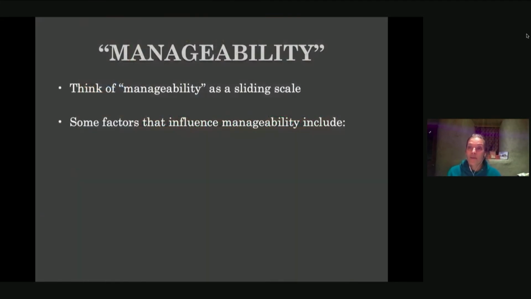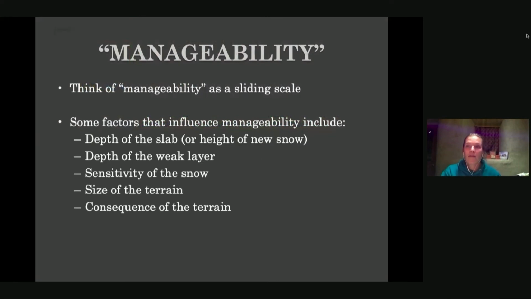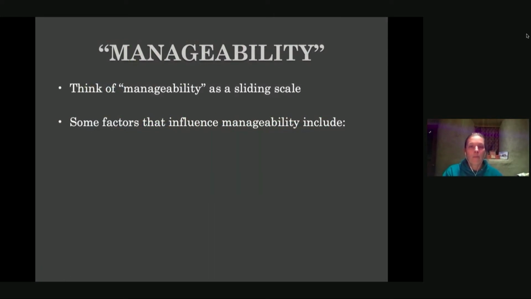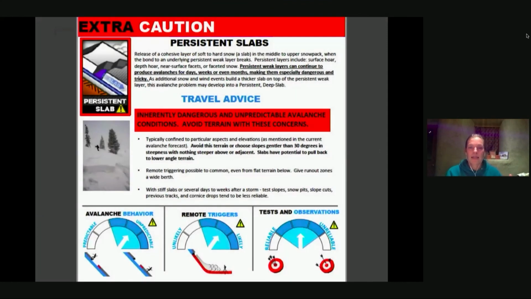And so when I think about manageability, I'm thinking about a variety of things. I'm thinking about how deep the slab is, how sensitive the snowpack is, the size of the terrain. But really what I'm looking at is the avalanche behavior, and if I can remote trigger, and what my tests and observations show.